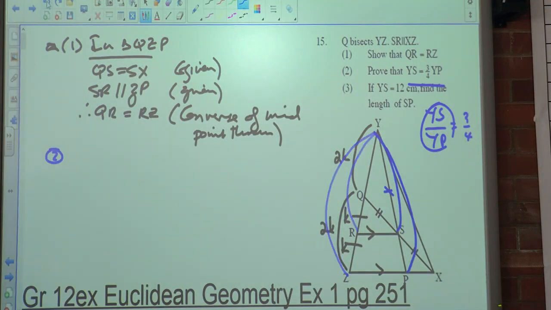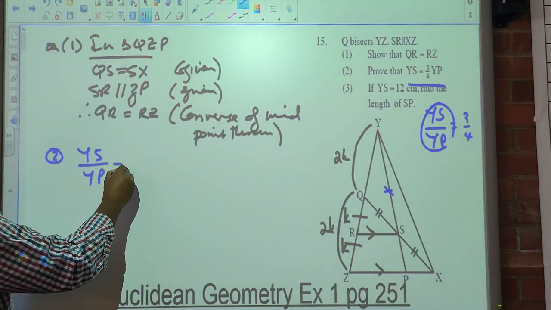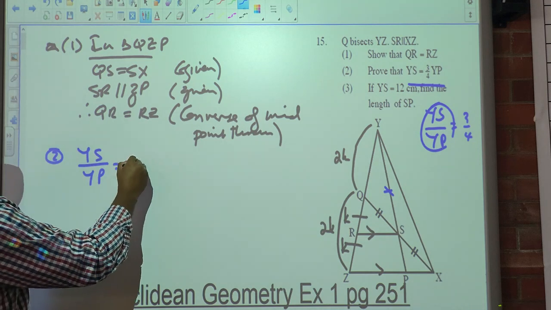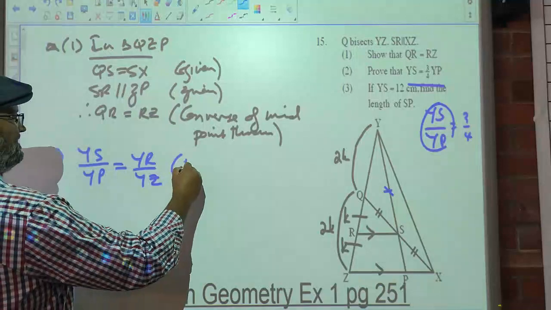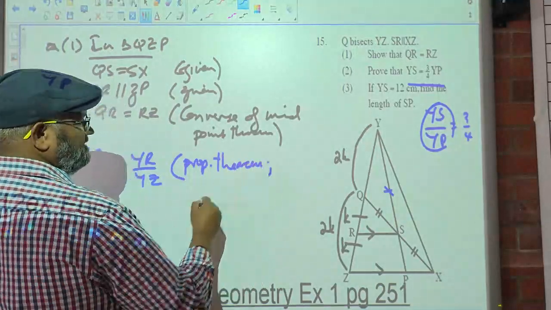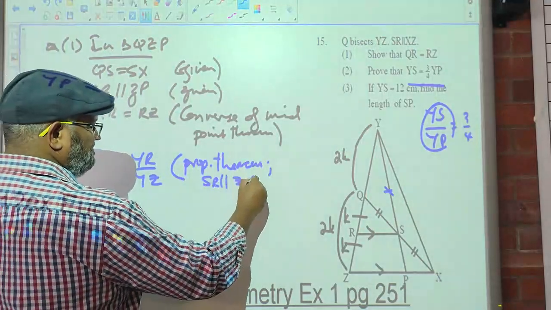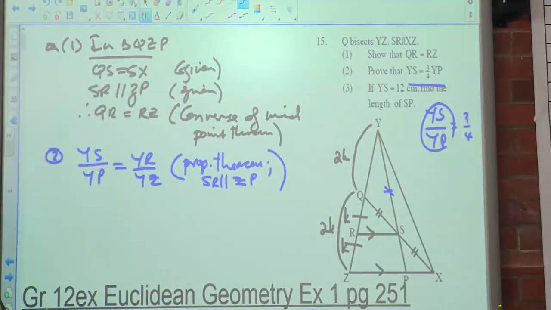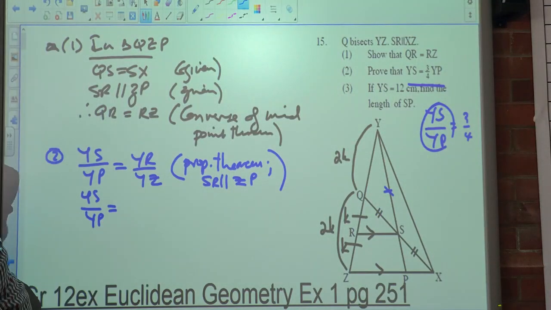So let's go back. So we say YS over YP is equal to YR over YZ. Why? Because of the proportionality theorem, with SR being parallel to ZP or ZX. Okay? So YS over YP is equal to YR.